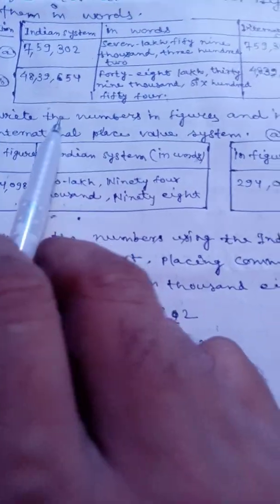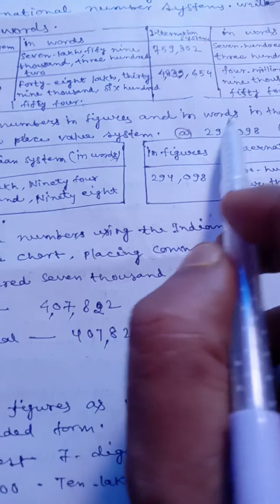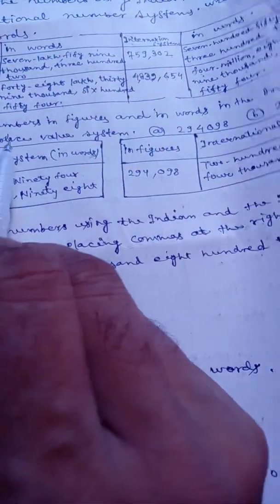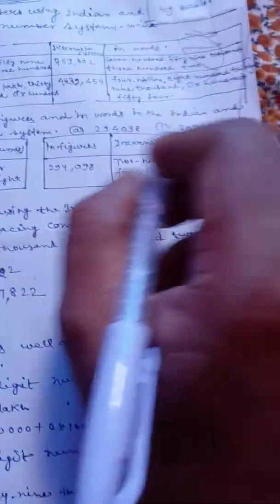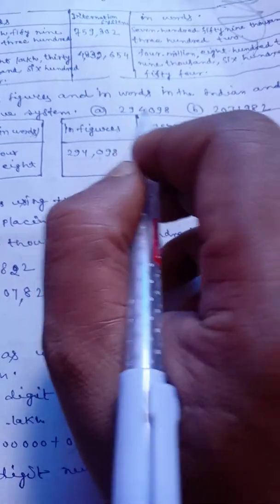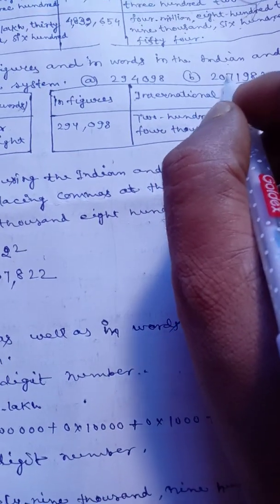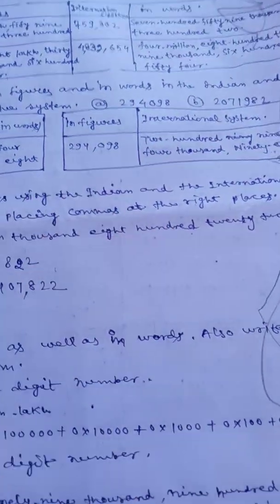Now the second question. Write the numbers in figures and in words in the Indian and international place value system. There are two numbers given here. The first number is 2,94,098 according to the Indian number system, and the second number is 20,71,982 according to the Indian number system.